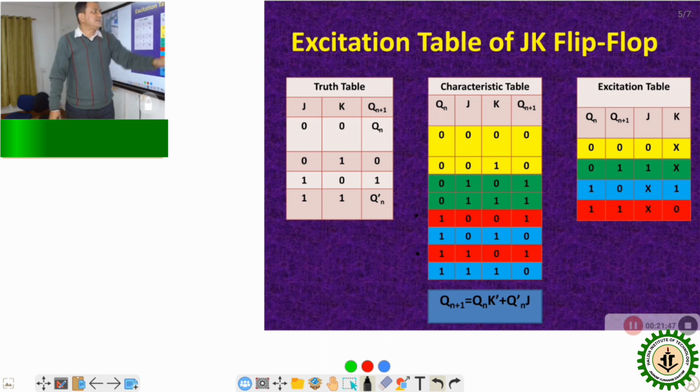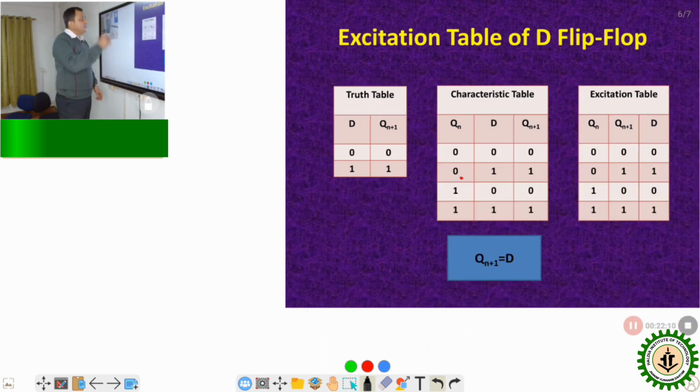So this is the excitation table. Simply we made it with the help of the truth table. And this is the characteristics equation of the JK flip flop. Simply by solving a K map for Qn, K and J, we can get this characteristics equation. Next, move to our third flip flop, that is the D flip flop.